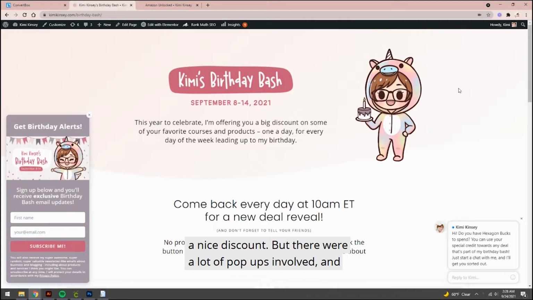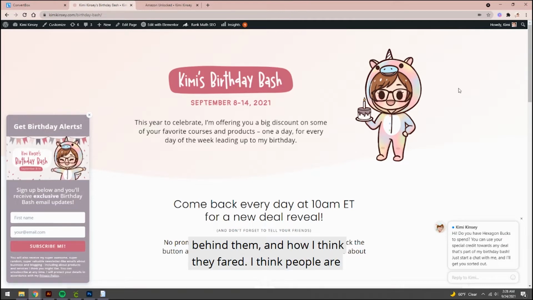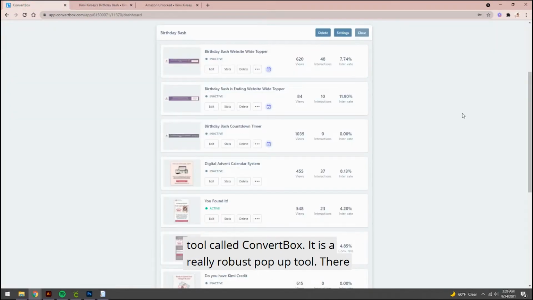But there were a lot of pop ups involved, and I've had people absolutely gush about the pop ups and want to know more about all the pop ups that I created for the event, the strategy behind them, and how I think they fared. I think people are really just looking for some inspiration. So I'm going to be talking about what I used and all of the pop ups that were created to market the birthday bash and how I think they fared during the event. So let's get started. I am using a tool called ConvertBox.